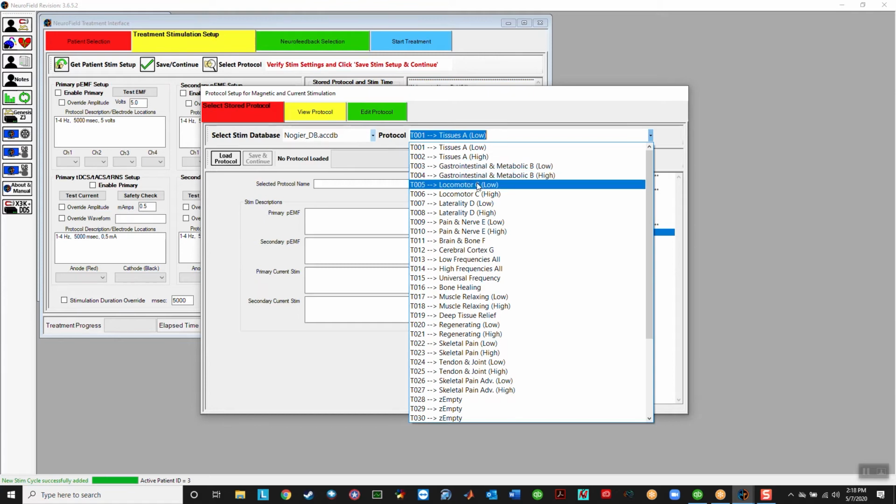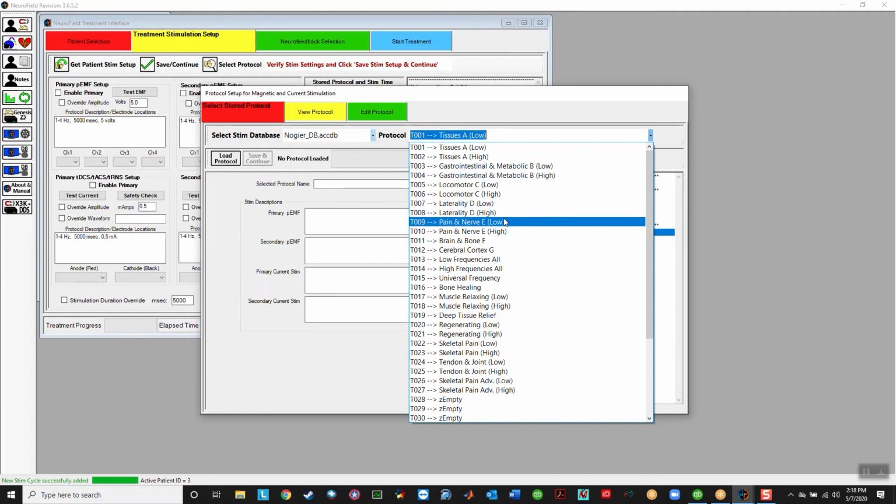Locomotor is for movement and talks about a synchronized movement between your brain and your body. Laterality is about balance in your body and crossover. Locomotor and laterality are two that I don't use that often, but I do use tissues and gastro quite a bit.